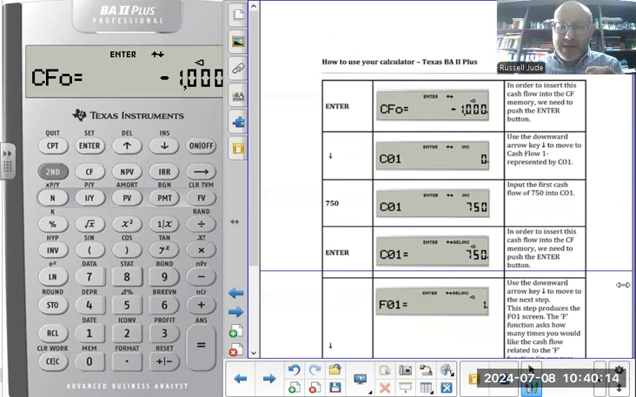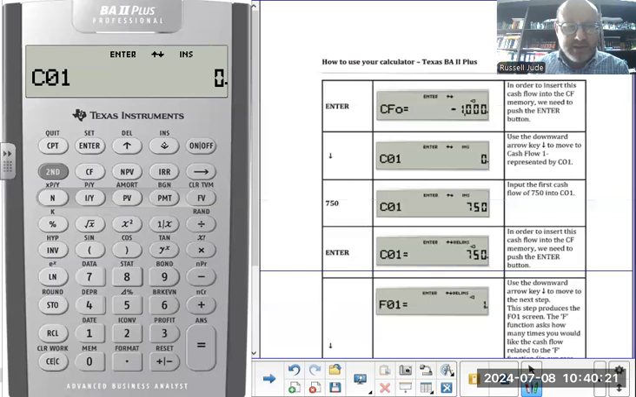Massive functionality in terms of your Texas, guys, is your up and down arrows. Let us arrow down over there. Arrow 1 down says C01. C01 says cash flow 1. What is our cash flow 1? We know our cash flow 1 is 750, so we input that into the calculator. Again, don't forget to push enter. Now it is in the calculator, and we get ready to arrow down again.